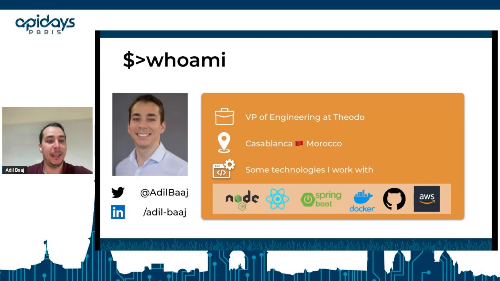So my name is Adil. I live in Casablanca, Morocco, and I work at a company called Theodo. Basically, it's an IT consulting firm, and we love building digital products using open source technologies. You can see on the slide some of the technologies that I work with daily.